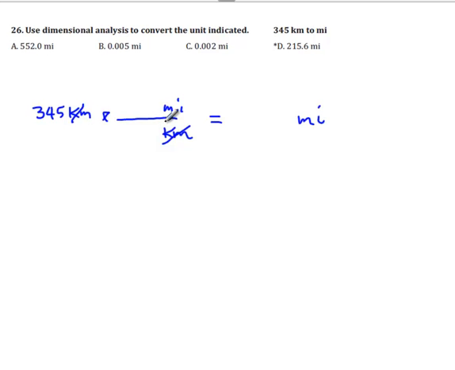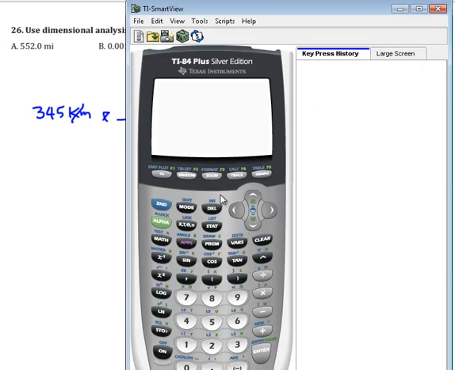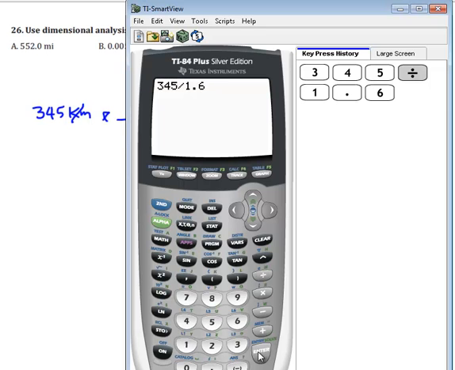And there are 1.6 kilometers in every 1 mile. So we're going to end up with 345 in the numerator and 1.6 in the denominator. So you can take your calculator and divide that. 345 divided by 1.6, and you get 215.625.